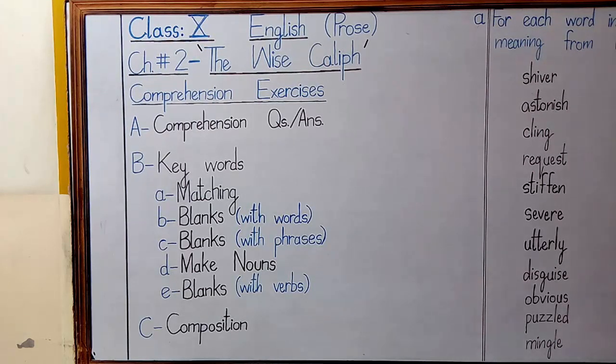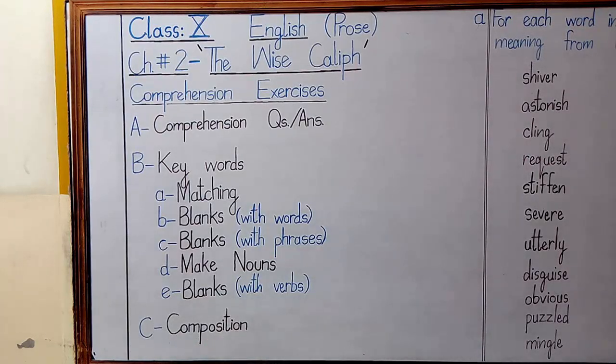Then we have exercise B of keywords. And in this main exercise of keywords, we have 5 sub-exercises. A, matching. B, blanks with words. C, blanks with phrases. D, make nouns. And E, blanks with verbs. And exercise C is composition.